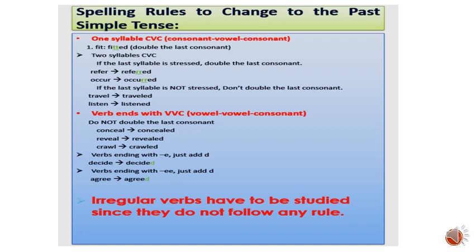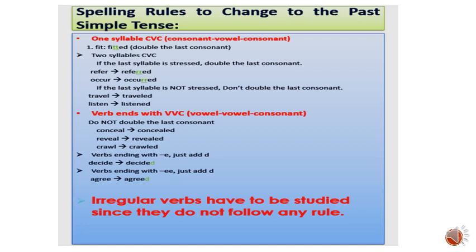For words that have 2 syllables like refer and occur, if the last consonant is stressed, you have to double the last consonant, like refer. So I'm stressing on R. So that's why I double the R and then add ed.